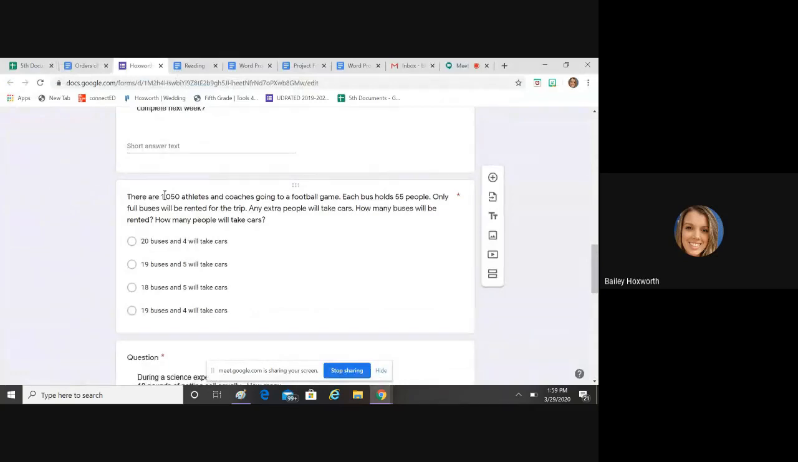There are 1,050 athletes and coaches going to a football game. Each bus holds 55 people. Only full buses will be able to rent. Any extra people will take cars. How many buses will be rented? How many people will need to take their cars?